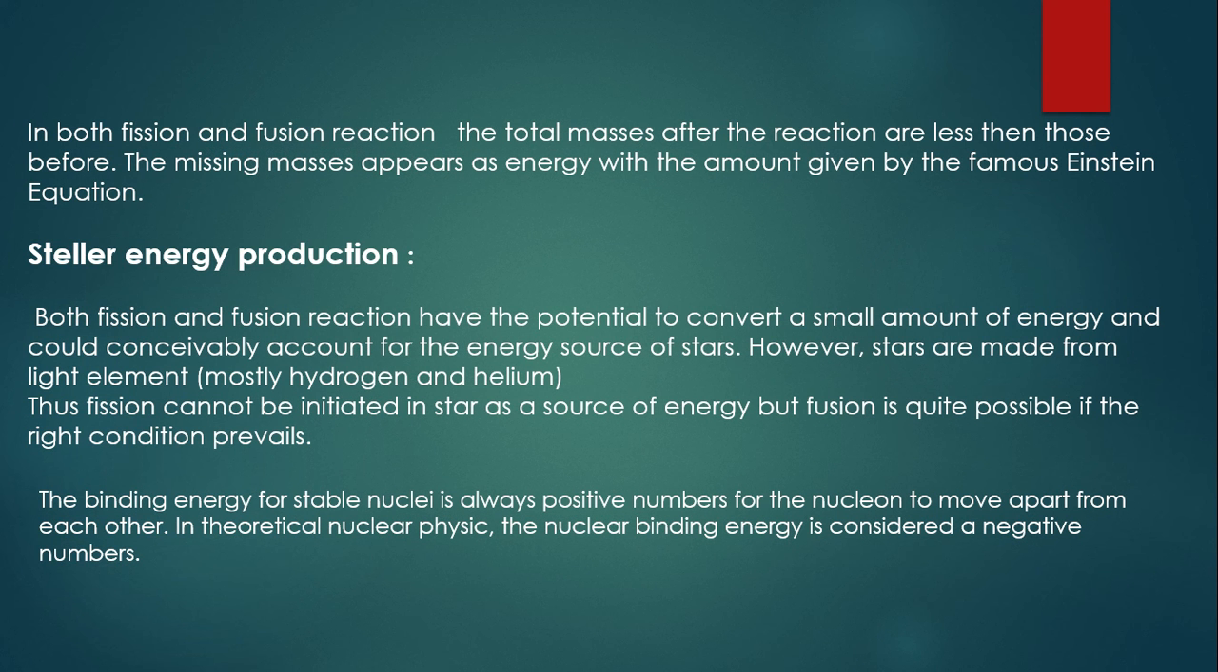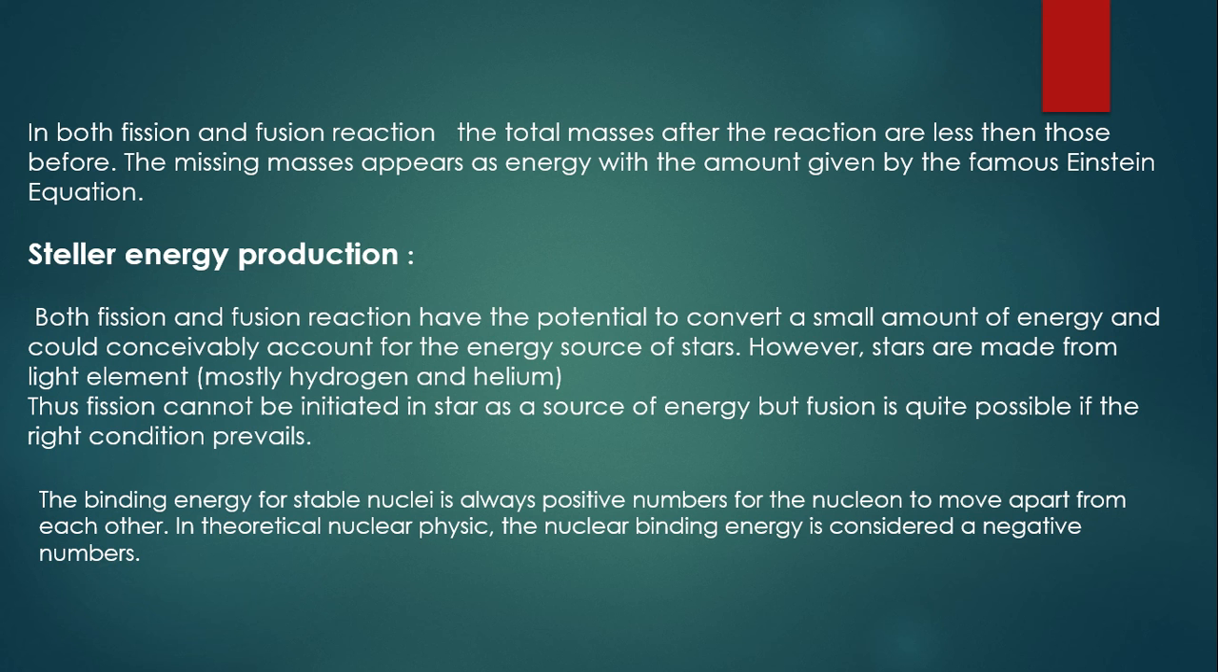In both fusion and fission reactions, the total mass after the reaction is less than before. The missing mass appears as energy, given by Einstein's equation. That mass defect, the missing mass, is known as delta M. Stellar energy production: both fusion and fission reactions have the potential to convert a small amount of mass into energy and could conveniently account for the energy source of stars.